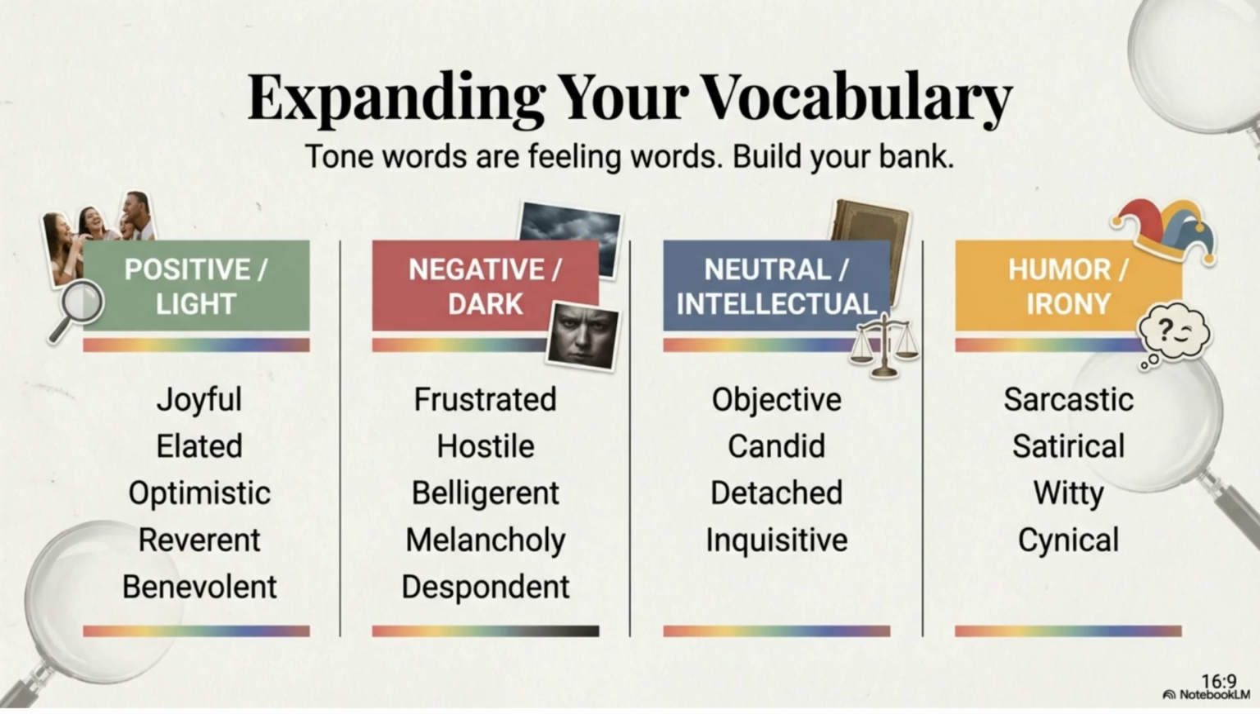Tone words are feeling words, and expanding your tone vocabulary helps you describe an author's attitude with precision. The chart organizes tone words into 4 broad emotional categories. Positive/light tone words, such as joyful, elated, optimistic, reverent, and benevolent, reflect approval, warmth, or admiration. These words are used when an author's attitude toward a subject is encouraging, respectful, or hopeful.